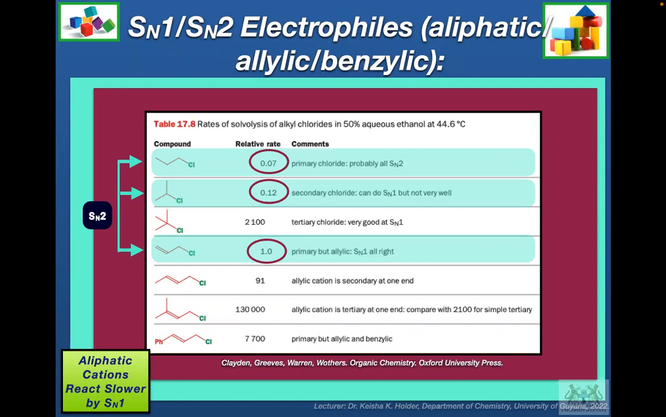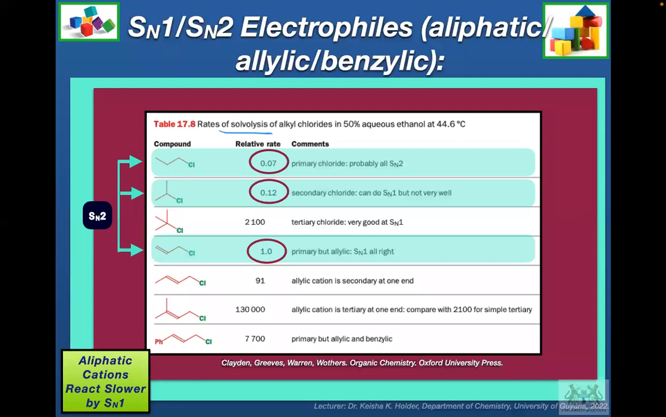Now, the reaction that's being considered here is the solvolysis reaction. And if you remember what we were talking about a few sessions prior, we had spoken about solvolysis as being the substitution reaction that occurs when the solvent molecule behaves as the nucleophile.